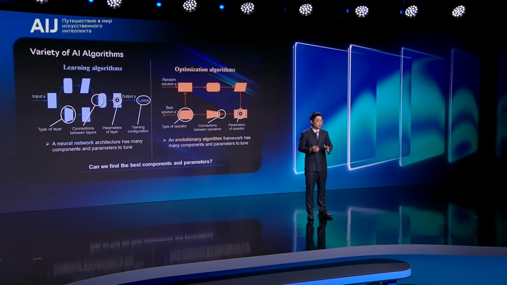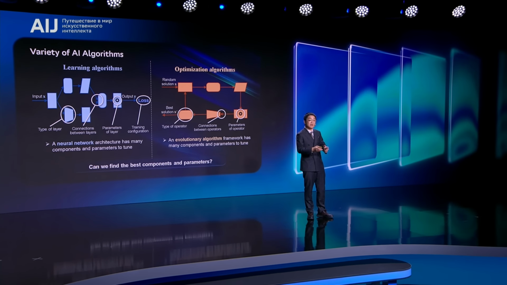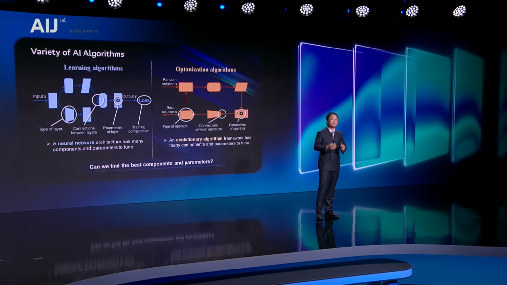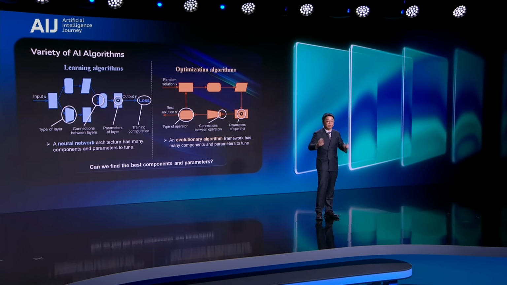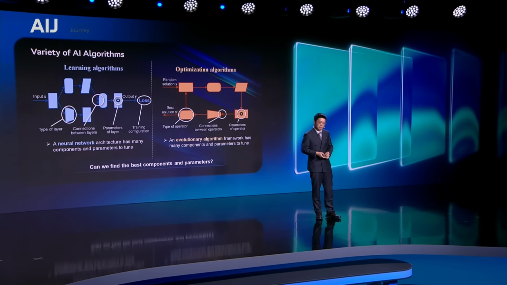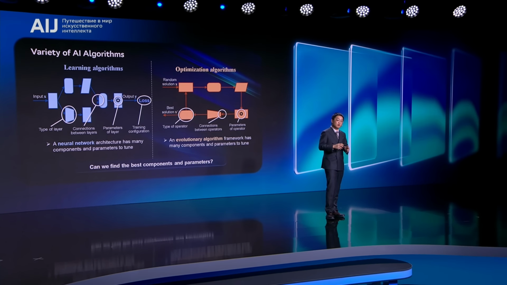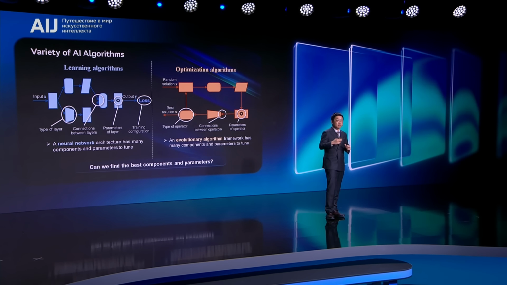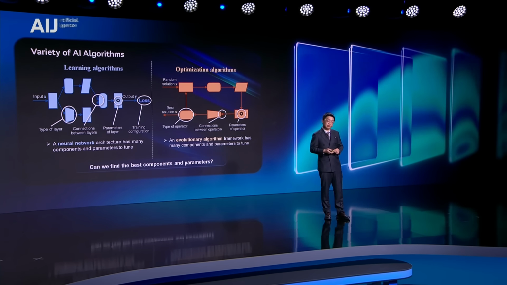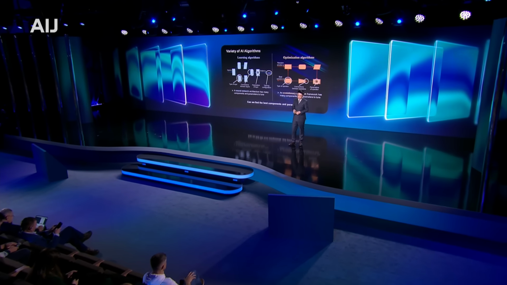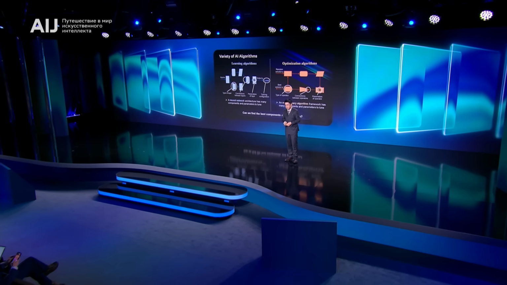So there have been many variants of neural networks and evolutionary algorithms. A neural network architecture has many components and parameters to tune, for example, the type of layer, the connections between layers, the parameters of each layer, and the training configurations. Evolutionary algorithms also have many components and parameters to tune, for example, the type of operator, the connections between operators, and the parameters of each operator.